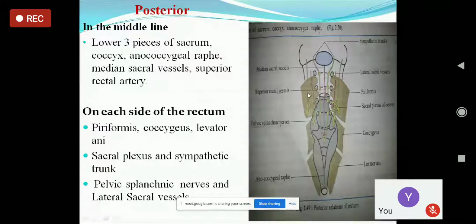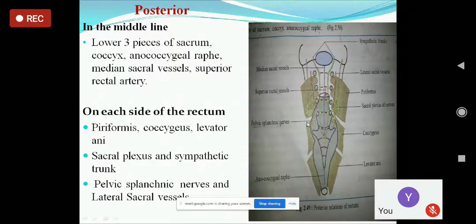Okay, on each side of the rectum, you are getting the piriformis muscle, coccygeus muscle, and levator ani. And you are getting the sacral plexus of nerves, sympathetic trunk, and pelvic splanchnic nerve. So you are getting three muscles and three nerves. I'll repeat it again: piriformis, coccygeus, and levator ani, three muscles. And what about the nerves? Sacral plexus, sympathetic trunk, and pelvic splanchnic nerve.